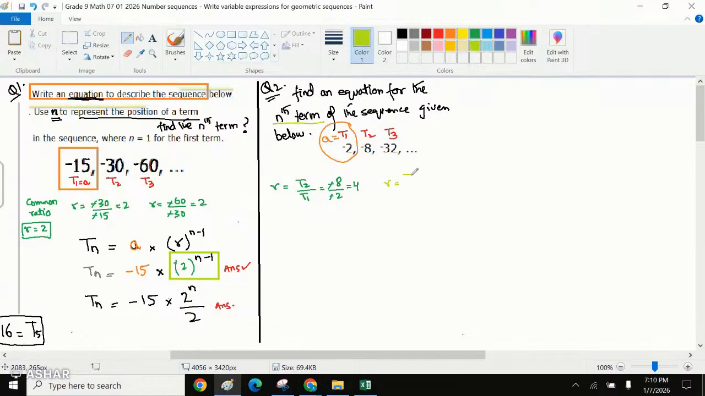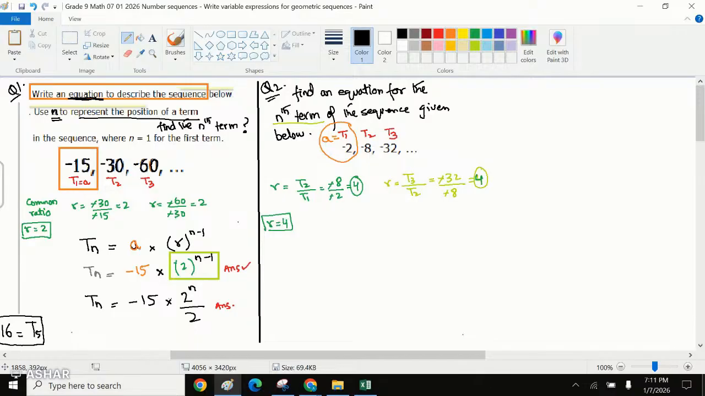Ratio was term 3 divided by term number 2. The term number 3 is -32 divided by -8, and the ratio comes out to be 4, right? So we can say the final answer for the ratio is 4 because it is constant throughout. Both the values of the ratios are same. Agreed? So now what we need to do is find the nth term, right?